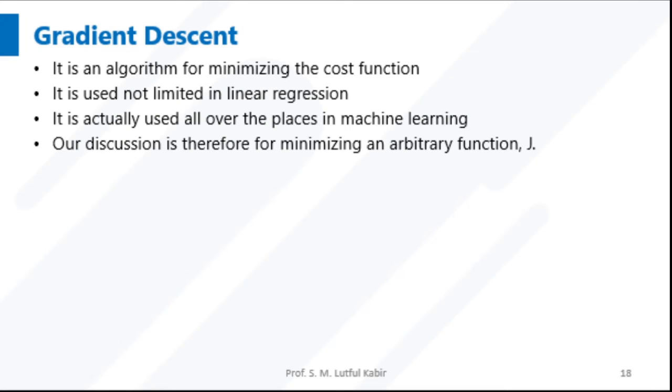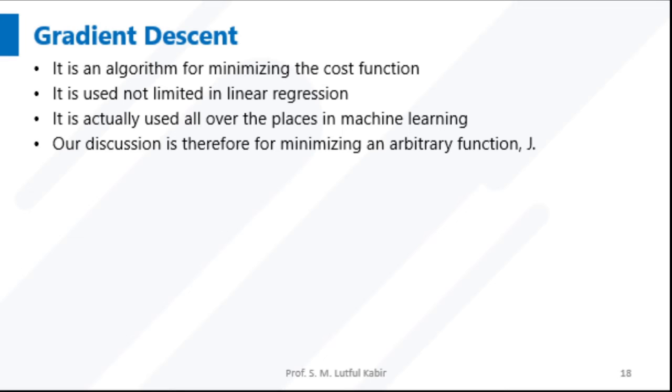We previously defined the cost function j. In this slide, I want to tell you about an algorithm called gradient descent for minimizing the cost function j. It turns out that gradient descent is a more general algorithm and is used not only in linear regression, it is actually used all over the place in machine learning. And later in the class, we will use gradient descent to minimize other functions as well, not just the cost function j for linear regression.